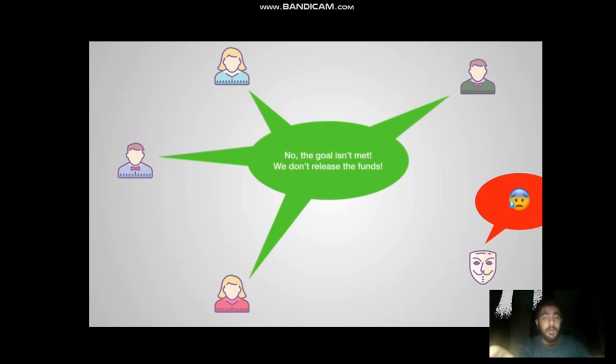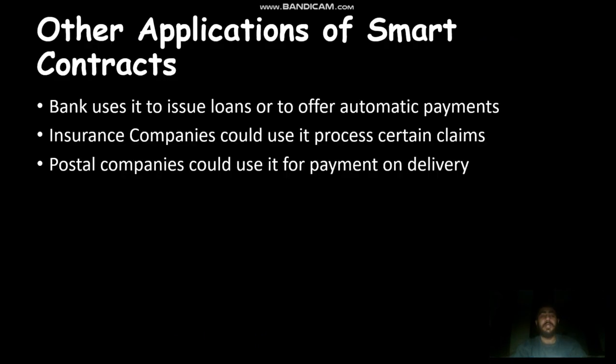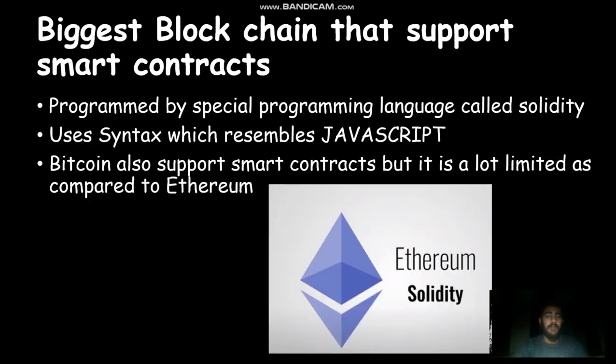No one among them can simply say that they need the money. All four of them have to agree on this statement to get the money and transfer the funds. There are other applications of smart contracts too. Banks use them for loans or to offer automatic payments, insurance companies use them to process certain claims, and a postal company could use them for payment on delivery.